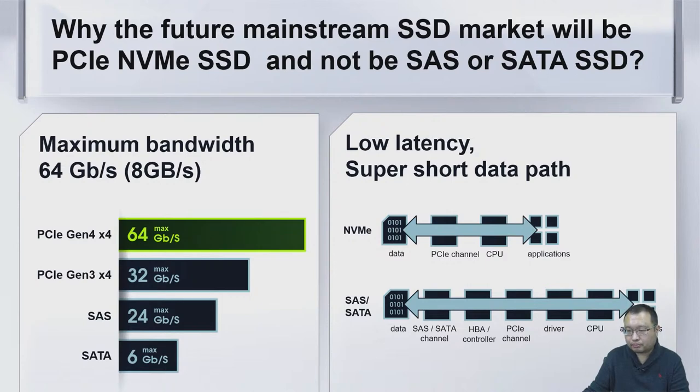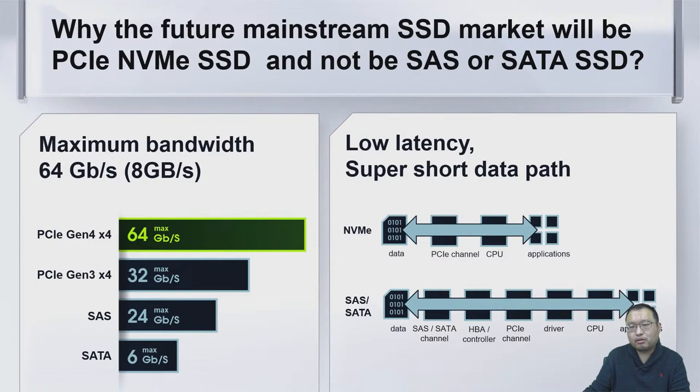And then if you look at the SAS and the SATA interfaces, you see that the data will have to travel between a lot of middlemen. So there's some more overhead and more latency and some performance degradation. So that is why if you are looking for the very best performance, then NVMe SSD is the key to choose.